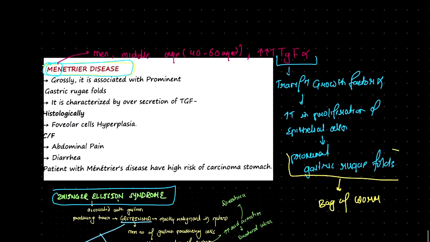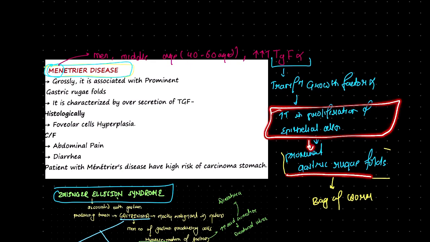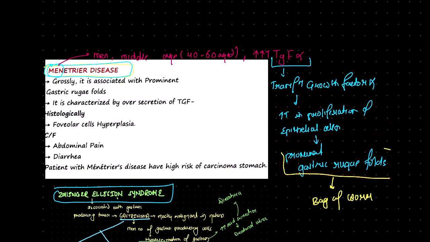Okay, what have we studied till now? We are under the topic of gastropathies, and under that we are talking about Menetrier disease, which mainly occurs in men, middle aged 40 to 60 years. It will cause increase in secretion of transforming growth factor, which will cause increase in proliferation of epithelial cells, resulting in prominent gastric rugal folds, which have an appearance of a bag of worms. So bag of worms condition is seen in Menetrier disease.